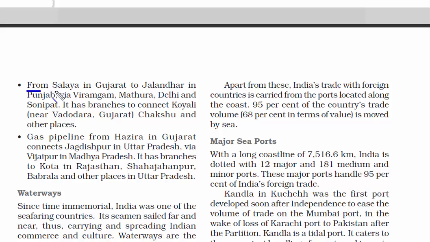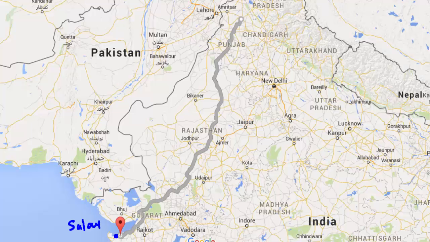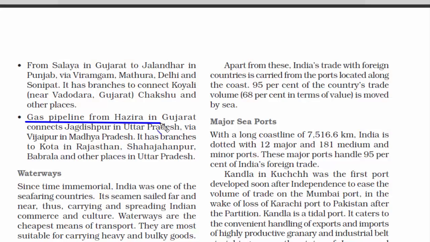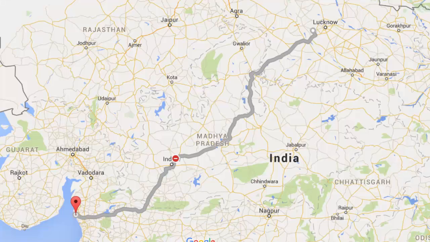And the second pipeline is from Salaya in Gujarat to Jalandhar in Punjab. Again, this one is a 1256 kilometer long pipeline and it supplies crude oil. And the third one is a gas pipeline from Hazira in Gujarat that connects Jagdishpur in Uttar Pradesh.